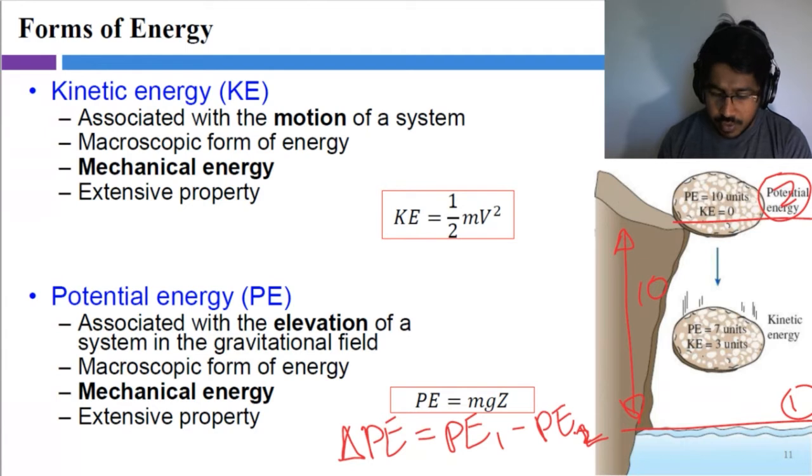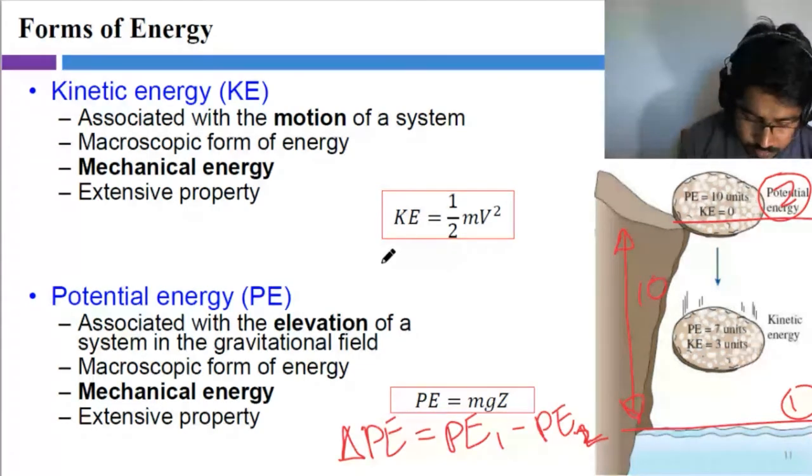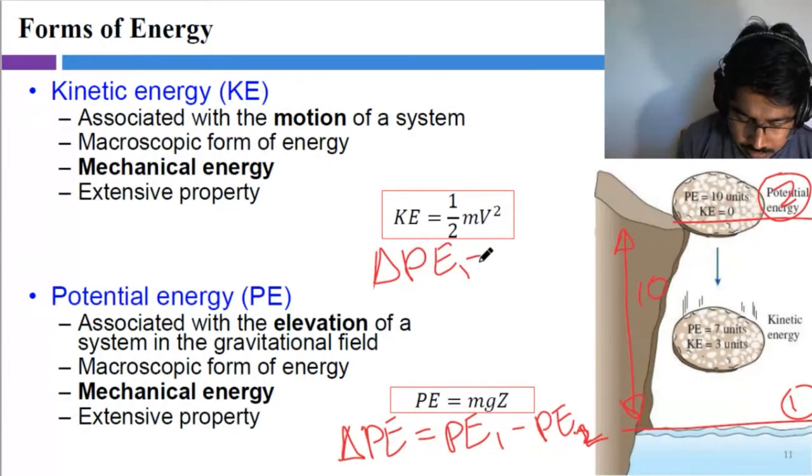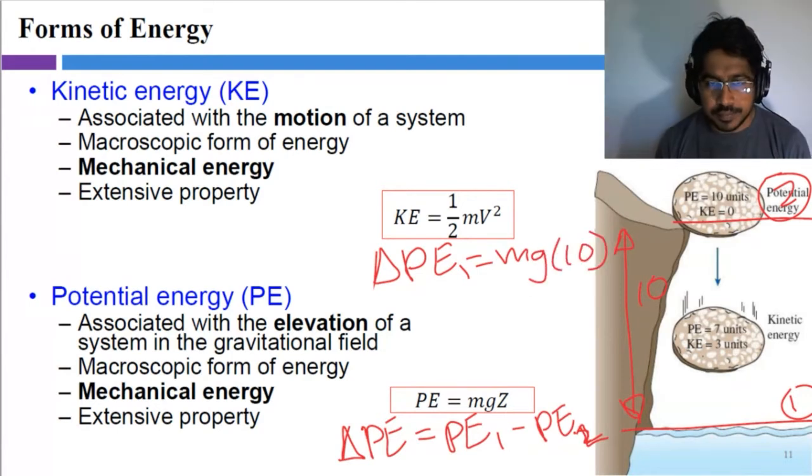So if we start with our original reference, the water surface, PE1 is going to be mgh, mg times 10, right? And PE2 is going to be 0. So delta PE1 is equal to mg times 10. Agreed? Anybody having doubts about that?